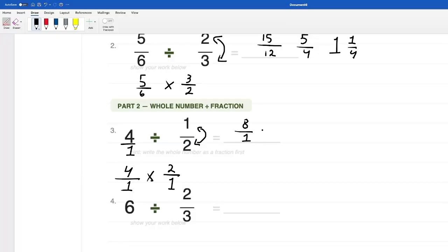Okay? And what would that be as a mixed number? Well, 8 divided by 1 would give us 8. So our final answer would be 8. And that's it. Okay, let's move on.